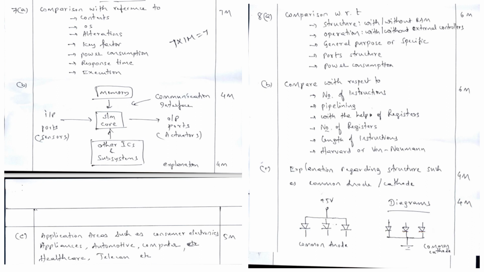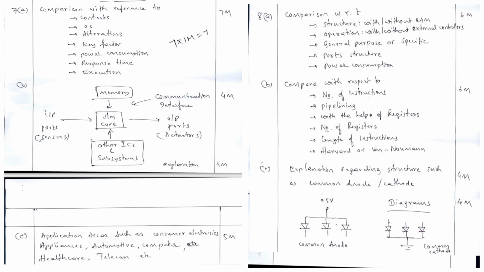And application areas, see, obviously embedded system is ruling the world. Obviously you will have it in consumer electronics, appliances, automotive computers, healthcare, telecom, or home automation, smart home. So there are many applications related to the embedded system. Once you determine all those embedded system applications and explain in detail where it is used, how it is used, it carries 5 marks.